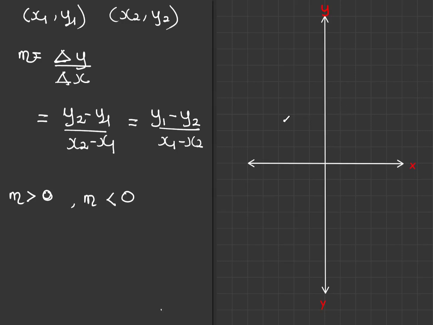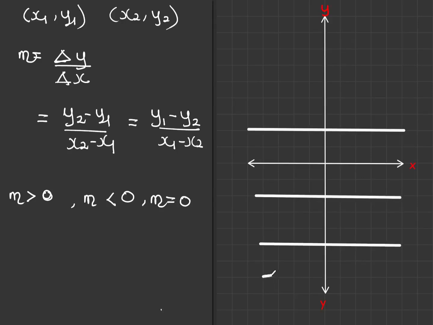Then if the slope is 0, a 0 slope is that which is horizontal. So if m is equal to 0, then we are simply talking of a horizontal line. A line that is parallel to the x-axis always has a steepness, a gradient, or a slope of 0. Any line at all, so far as it is parallel to our x-axis, has a gradient of 0.